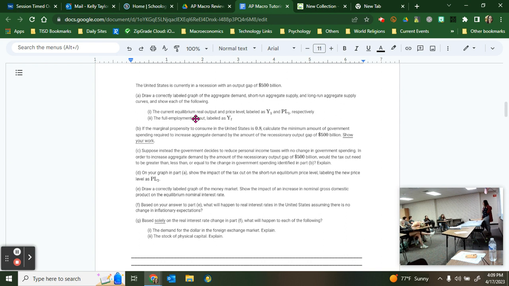Traveler's checks, what else? Demand deposits, which is checking accounts. Cash and coins. Money. Physical cash and coins, demand deposits, and traveler's checks.